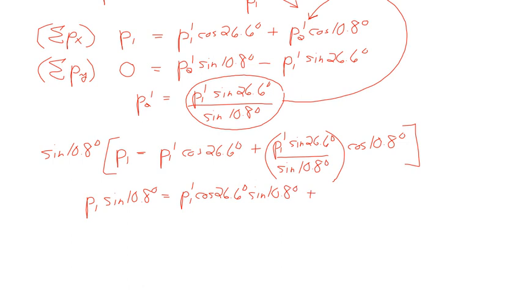plus, now the third term, see there were three terms here. So this term got multiplied by the sine of 10.8, this term got multiplied by the sine of 10.8, and now here's the third term. The reason why I'm multiplying by the sine of 10.8 is so that it cancels out with that. And so I'm just going to be left with the top. So that's going to be P1 prime sine of 26.6 degrees cosine of 10.8 degrees.